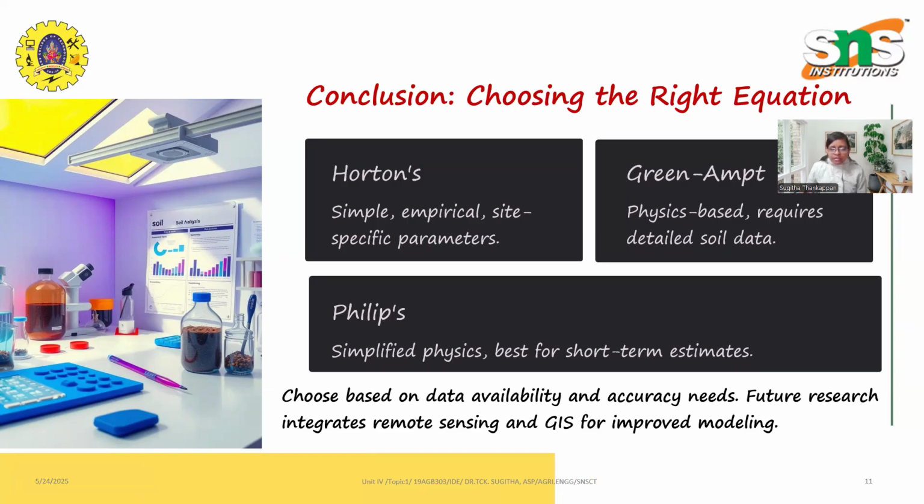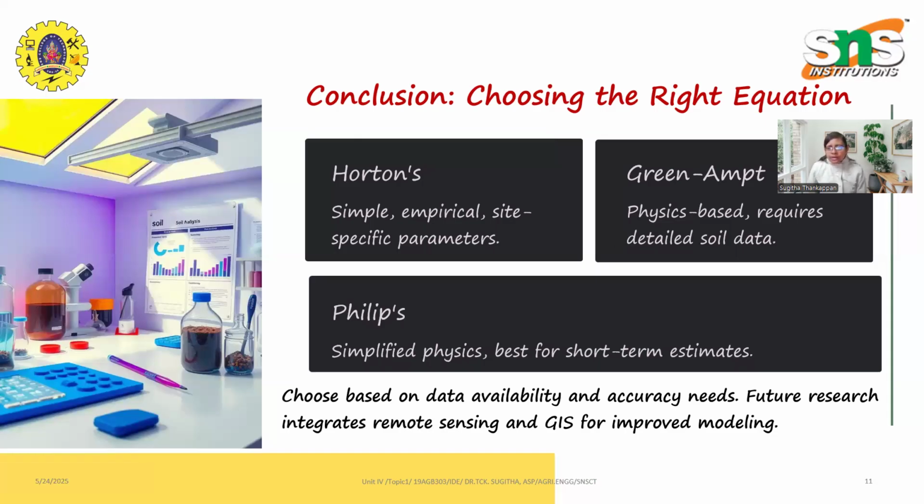Then Phillips, it is again simplified. It is best for short-term estimates. It is not applicable for long-term studies. It is only for short-time estimation of infiltration. So based on the data availability and accuracy needs, and based on the purpose or research need, you can choose any one of these equations to calculate the infiltration rate.